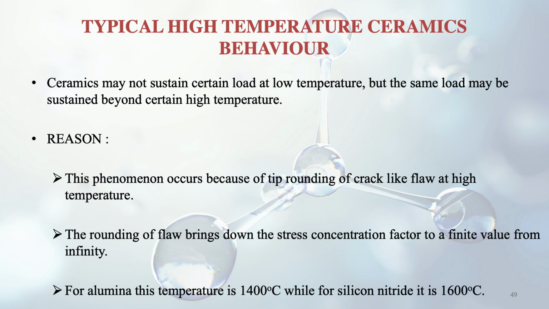For alumina, the temperature at which ceramics become very good is 1400 degrees centigrade, while for silicon nitride it is 1600 degrees centigrade. So this was the reason, and this is a very unique property of ceramics: they are very good at high temperature. Now we will discuss refractory metal oxides.